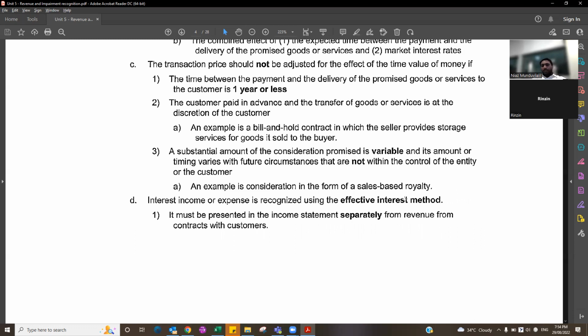Interest income or expense is recognized using the effective interest method. It must be presented in the income statement separately from the revenue from contracts with customers. Clear? You should show the interest separately. For example, I sold for 60,000, where the normal price is 50,000. The 10,000 I should show as interest, not as sales. So 50,000 as sales, then 10,000 as my interest income. Clear?